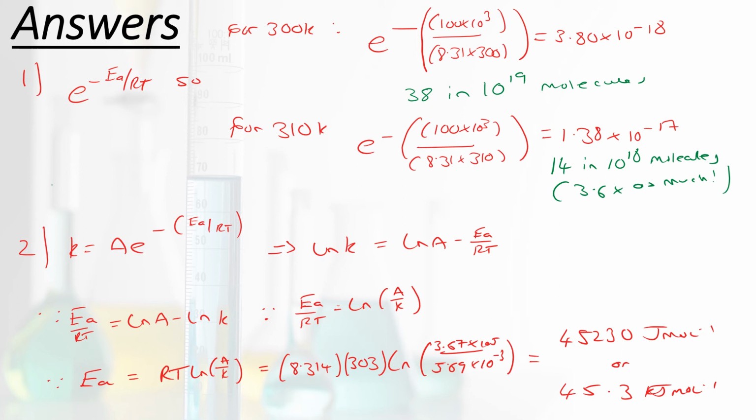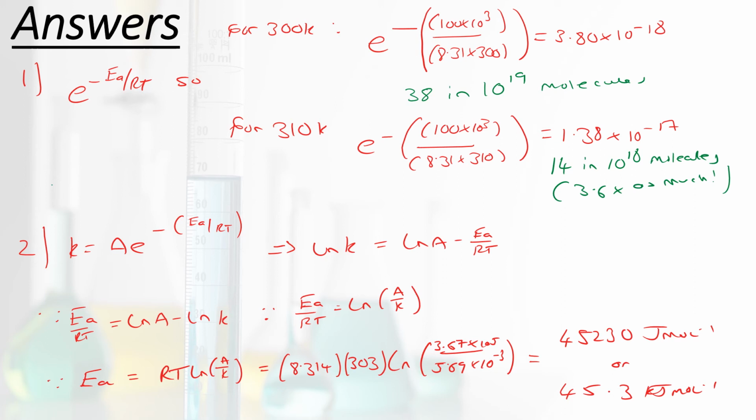Now, while that doesn't necessarily seem like very much difference, as they're still quite small numbers, it's actually a 3.6, nearly 4 times difference in the number of molecules that have energy greater than the activation energy for simply a 10 degrees Celsius or 10 Kelvin change in temperature. So a very small change in temperature has produced this nearly 4 times difference in the number of molecules that have greater than the activation energy, and therefore typically a 4 times difference in the reaction rate because of the effective collisions there.